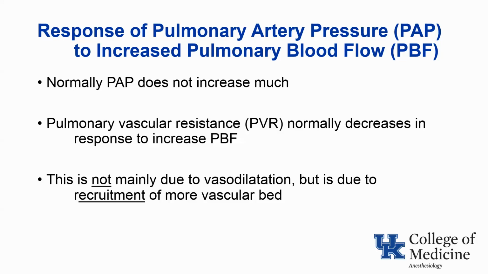Normally, pulmonary artery pressure does not increase much in response to increased pulmonary blood flow. Pulmonary vascular resistance normally decreases in response to physiologic increases in pulmonary blood flow. This is not mainly due to vasodilation, but due to the recruitment of more pulmonary vessels.